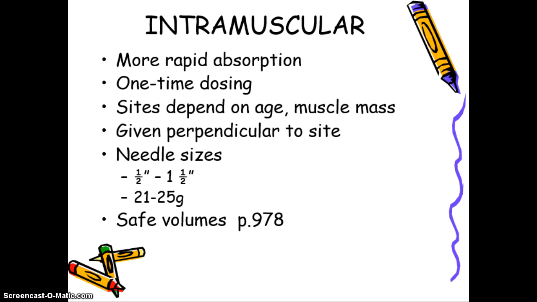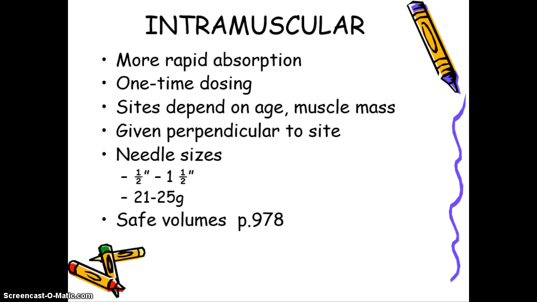So when you're thinking about IM injections, one-time dosing is really the rule of thumb for medication via the IM route. If someone needs a couple of days of antibiotics, then if you can get an IV site, your IV route is going to be much more atraumatic and provide a less painful route of administration for these children. Vaccines, obviously, we're going to be giving via the IM site.